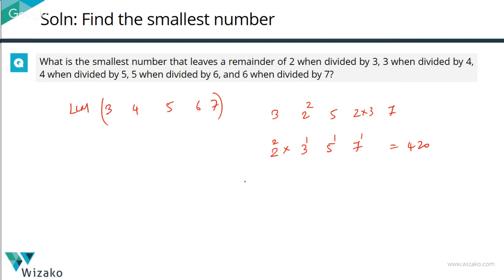Is x 420 or x plus 1 420? X plus 1 is equal to 420. So x is equal to 419. The smallest number that would satisfy all of these conditions is 419. So it did involve concepts about remainders, but more importantly, what we used to find the final answer is the LCM of these numbers.